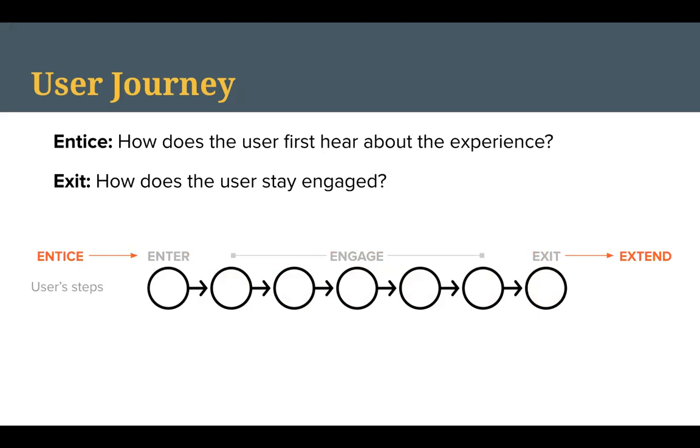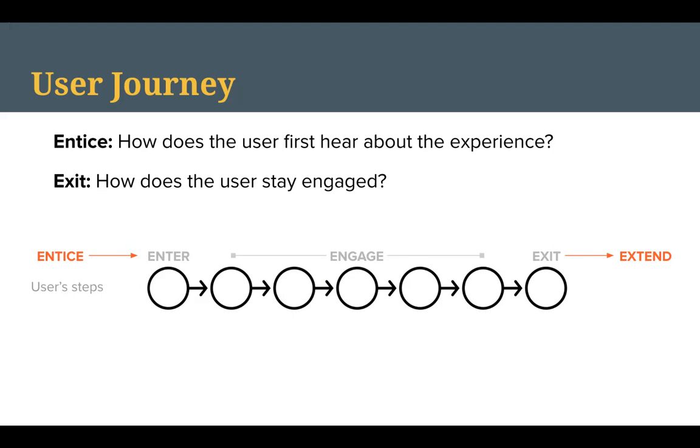The reason why it's called 5 E's is you'll see that you have it on the left side before they enter the process. How do they even first hear about the experience? Sometimes entice doesn't necessarily feel appropriate depending on what kind of map you're making, but in this case, it's just an easy way to remember. It's like, how are you bringing them in? How are they learning about it? What access do they have to even entering in?